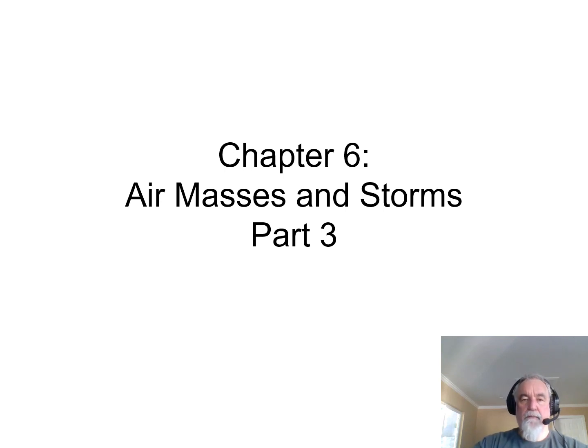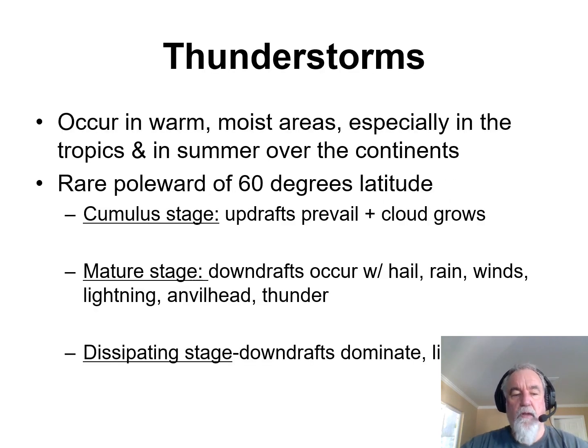Hi class, welcome back. We're going to finish up chapter 6, part 3 today. Specifically, we'll be talking about thunderstorms and a phenomenon known as El Nino Southern Oscillation, or ENSO. So let's start with thunderstorms.